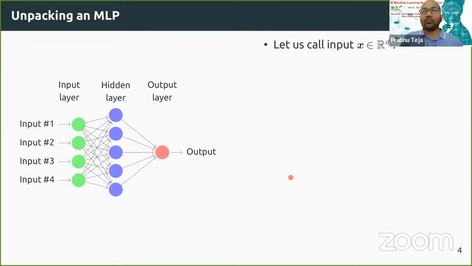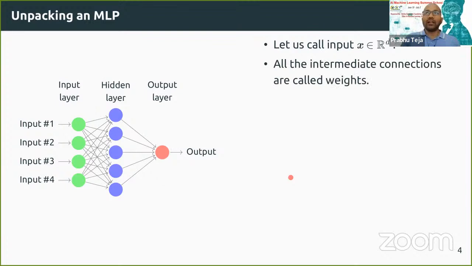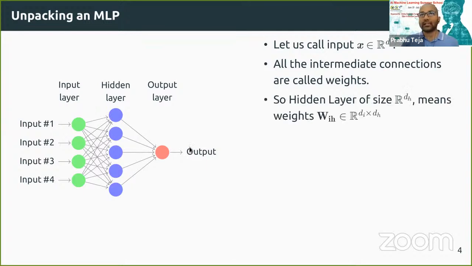Let's break it down a little more, because understanding this is sort of important to everything that follows. Let us call the input xi, as I mentioned before. Let us say it is a vector in di dimensions. In this case, di is 4. And all the intermediate connections, that is the gray arrow marks, are called weights. So what should be the size of this weight matrix if the hidden dimension, that is the number of nodes in blue, is dh? It becomes a matrix of the size di by dh. That's what this shows.